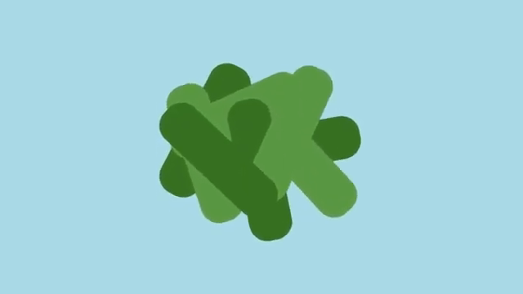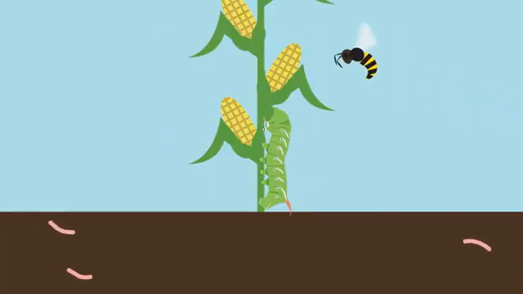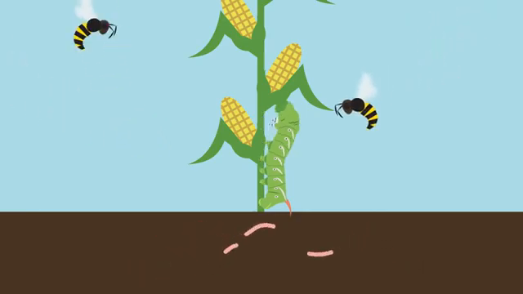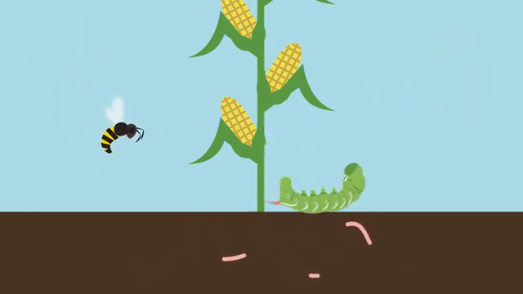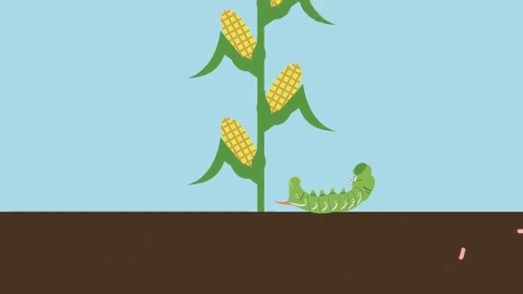Crops have been genetically modified with a gene from a bacterium called Bacillus thuringiensis. This gene causes the cells of the crop plant to produce an insecticide in their leaves that kills insects that eat it. The genetic modification reduces the need for chemical pesticides.